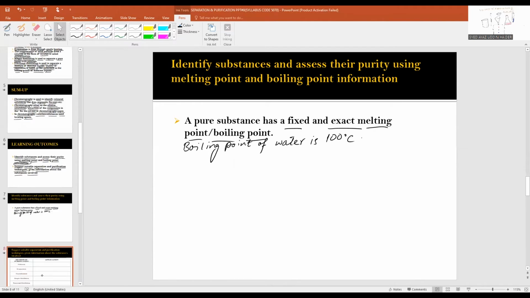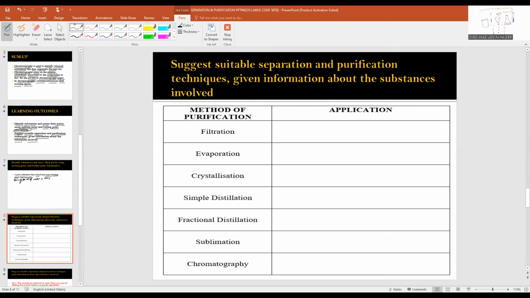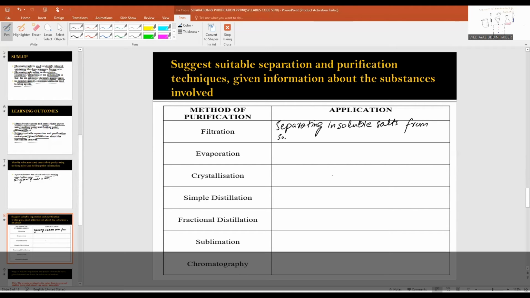Let's complete the application boxes for the following techniques or methods. I will start with the filtration. Filtration is used for separating insoluble salts from soluble salts.